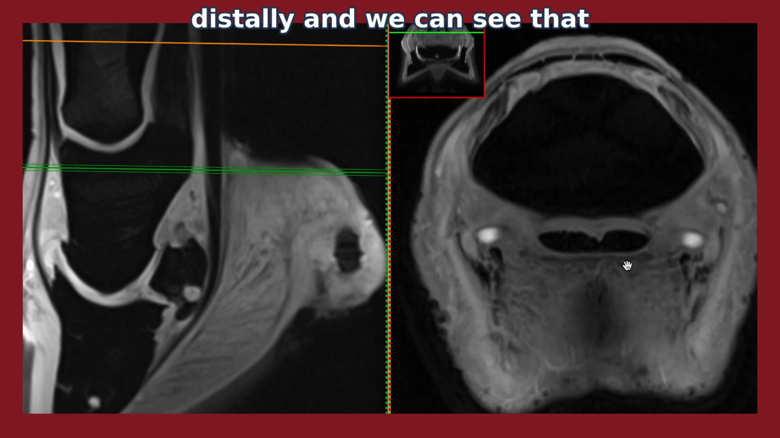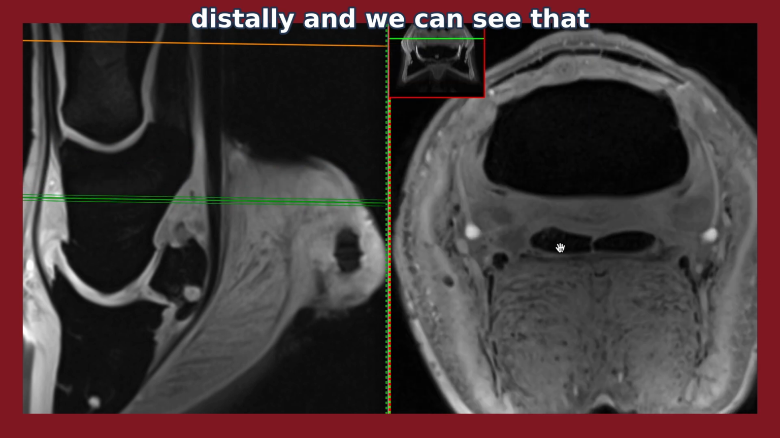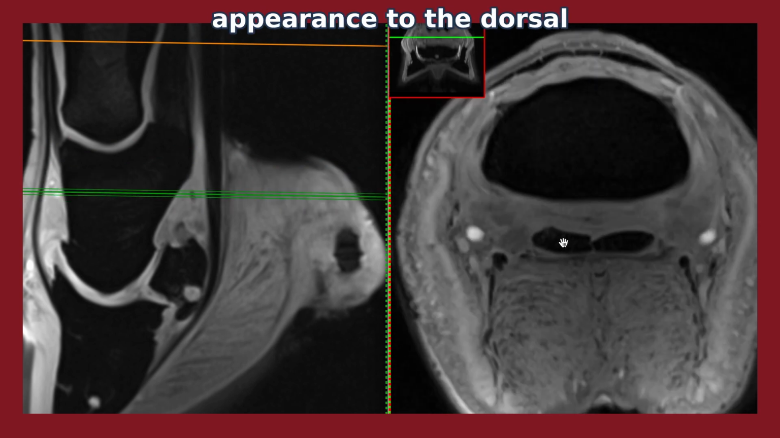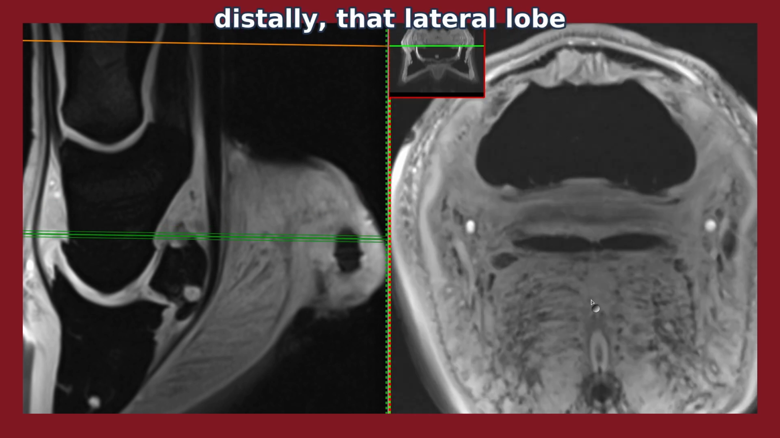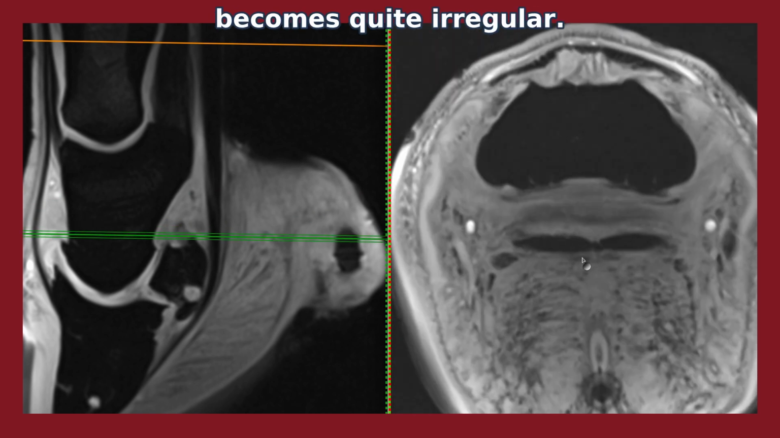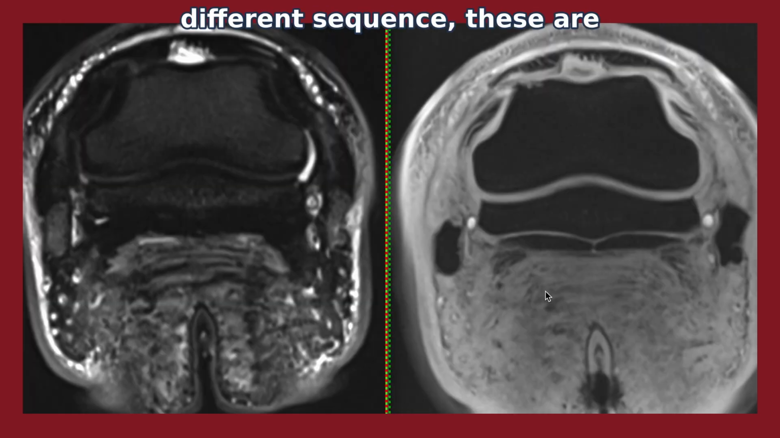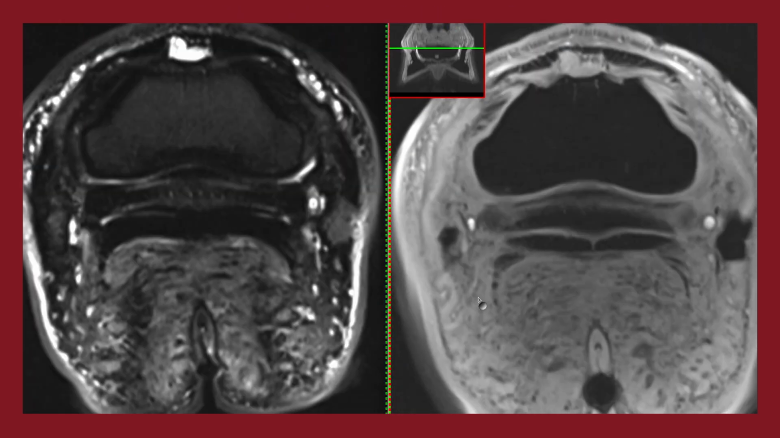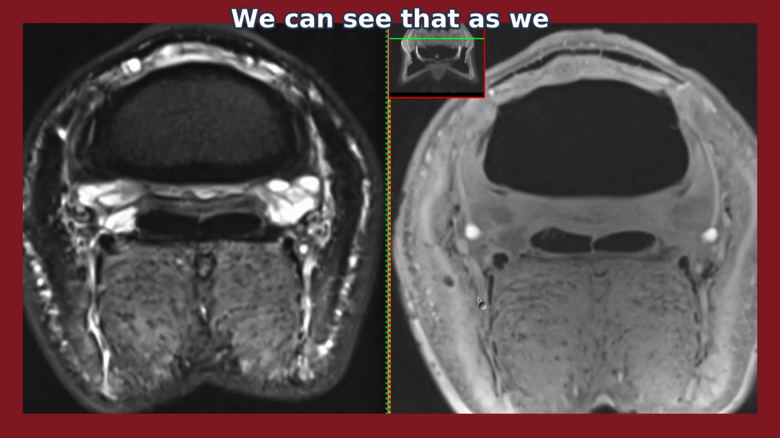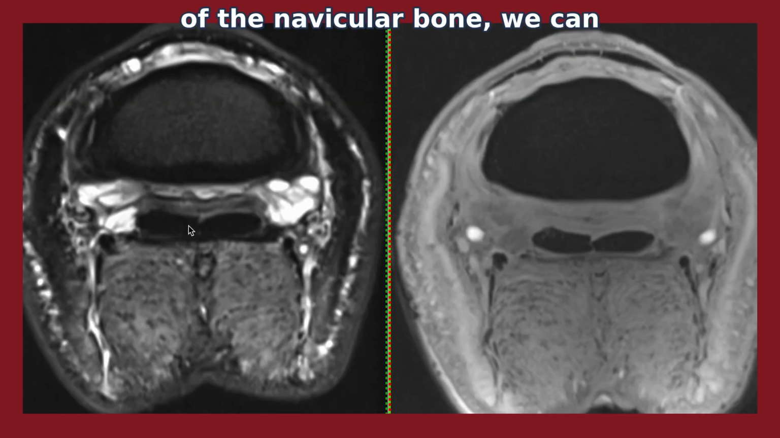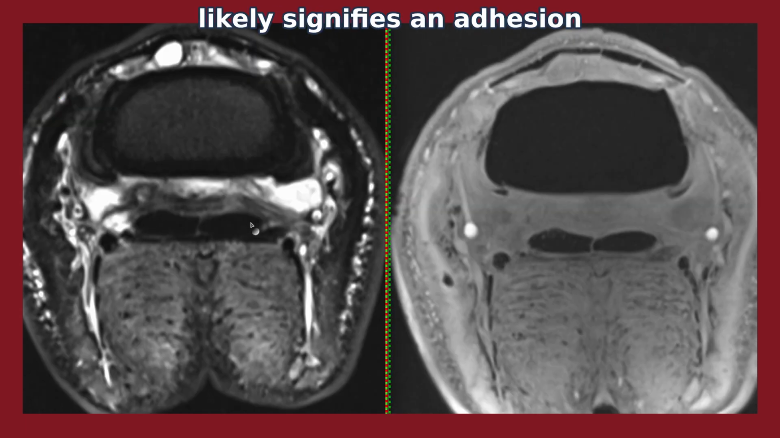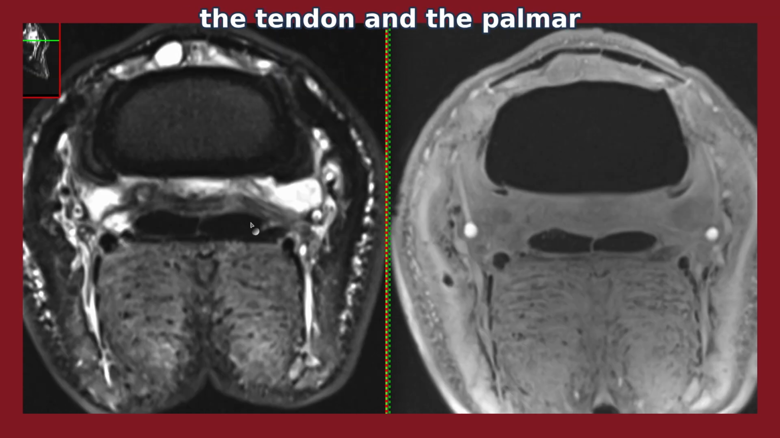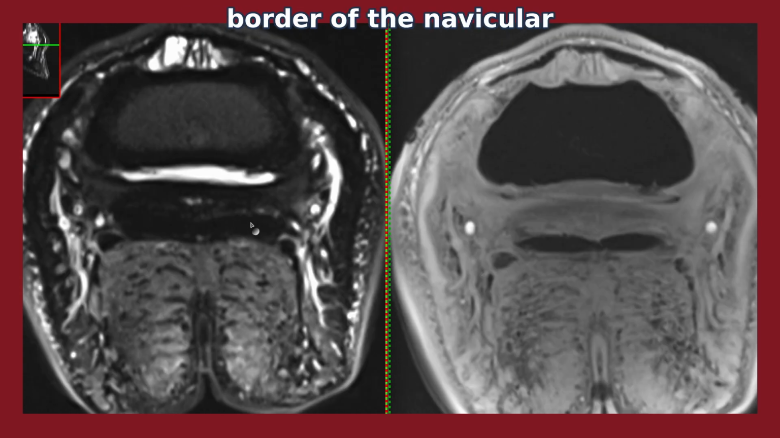As we come further distally, we can see that we have a sort of pointed appearance to the dorsal border of the deep digital flexor tendon. This is the lateral lobe of the tendon, and as we come further distally, that lateral lobe becomes quite irregular. If we look at a different sequence, these are slice matched now, running together, we can see that as we go over this irregular part of the navicular bone, we've got a plaque of soft tissue within the navicular bursa, and this likely signifies an adhesion between the dorsal border of the tendon and the palmar border of the navicular bursa.